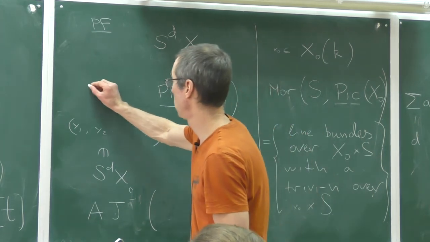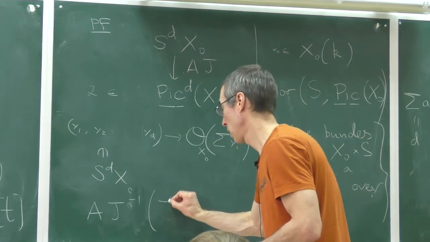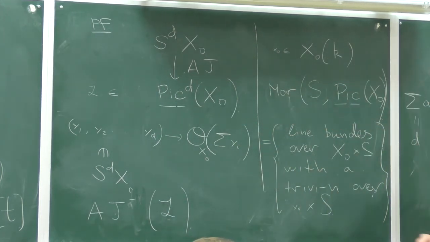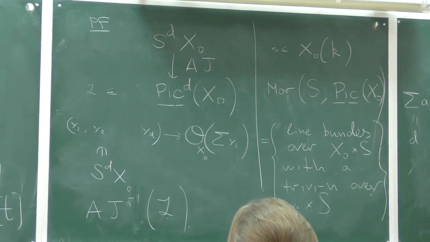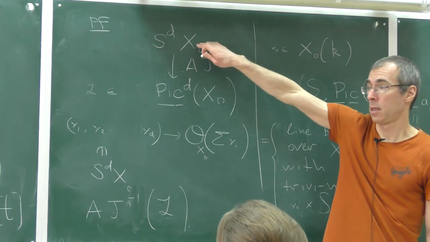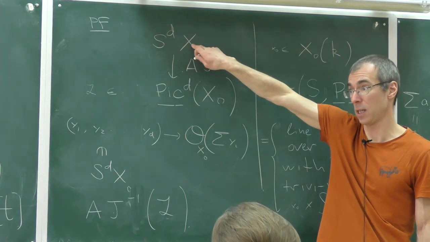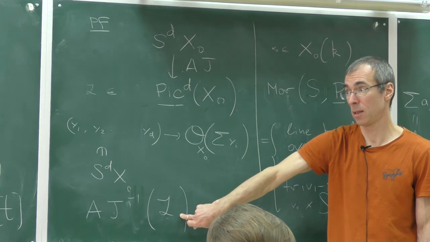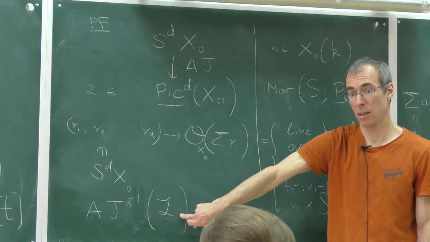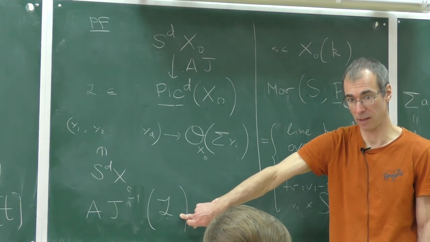Now I will pick a class here. We already discussed this. What are the fibers? So we look at the effective divisors. This is effective divisors of degree D, which are rationally equivalent to L. Right? So what is this space of effective divisors?